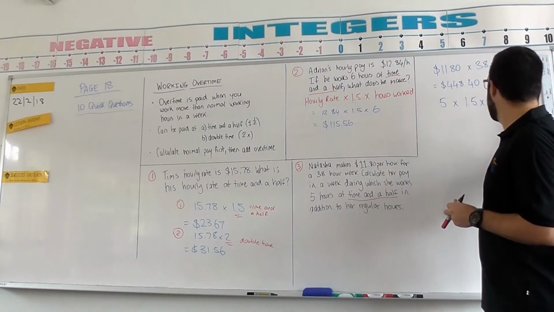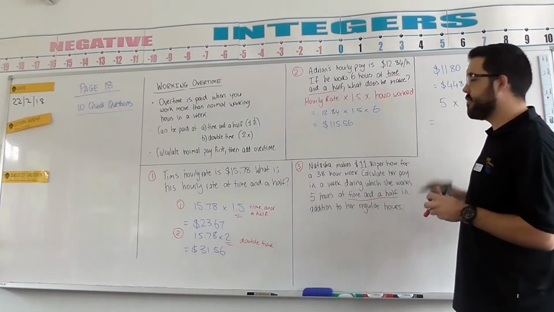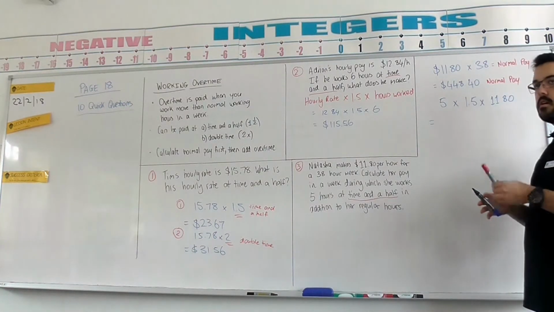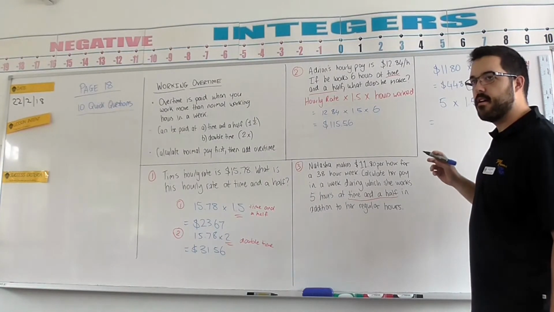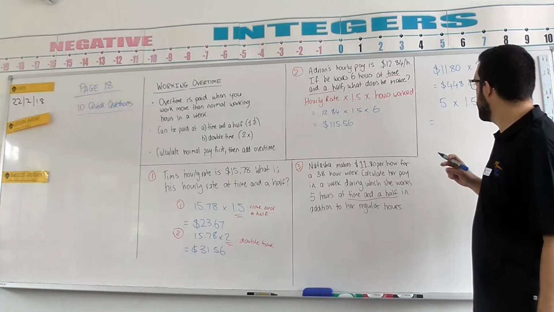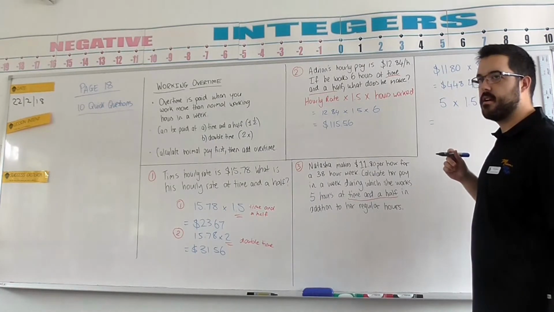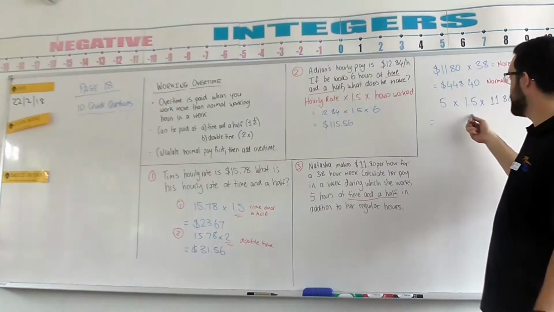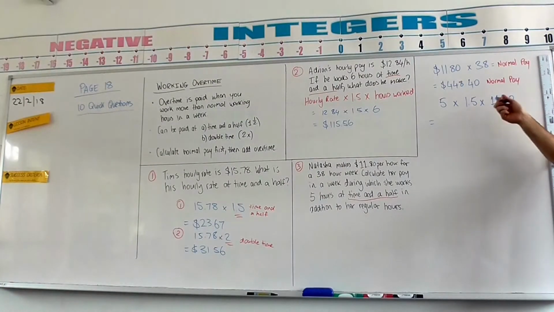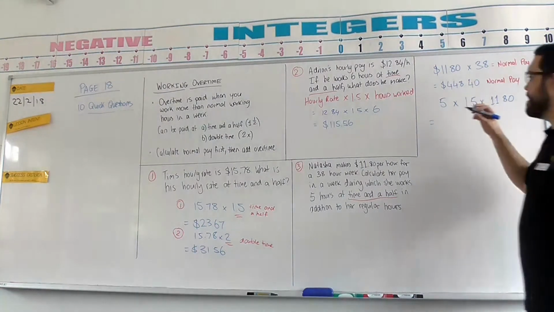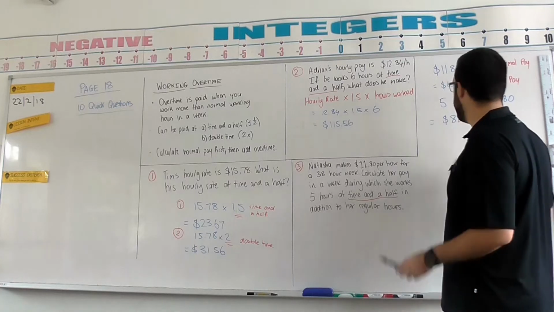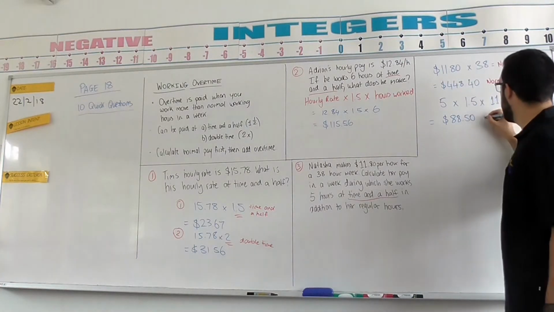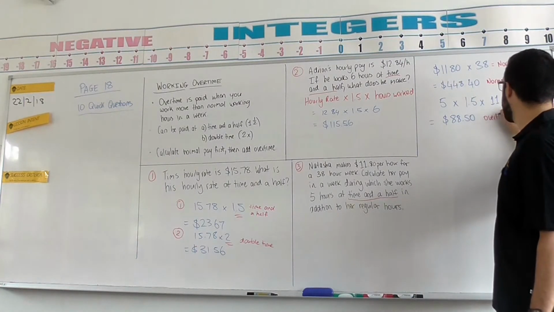Yep, so it's $11.80. Can someone do that for me? 5 times 1.5 times 11.8 is 88.5. So $88.50. This here is the overtime pay.